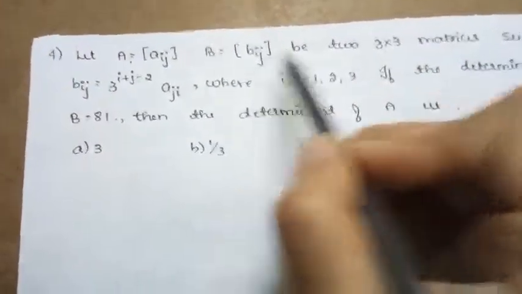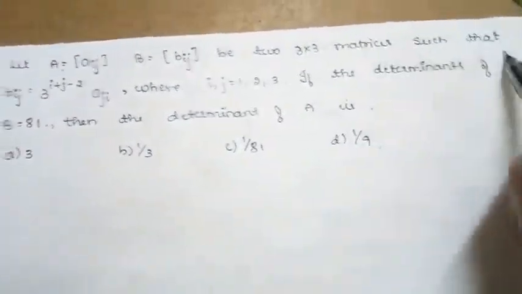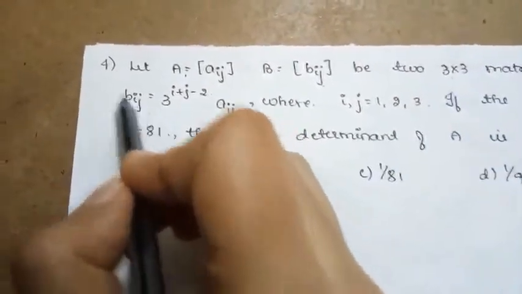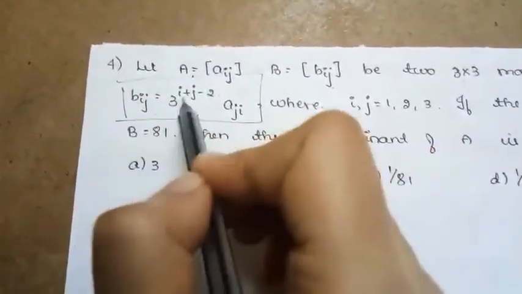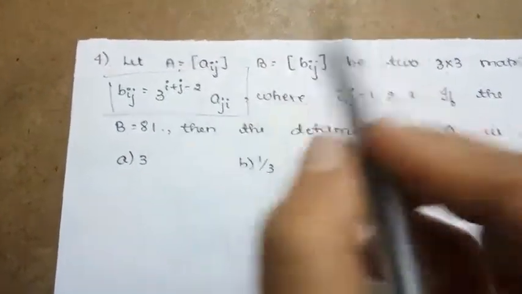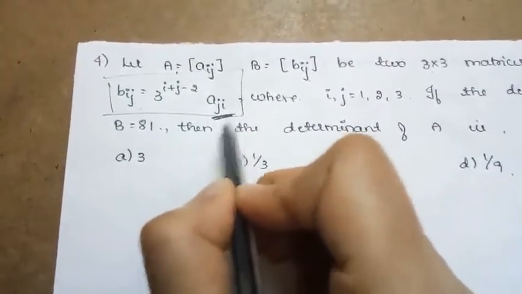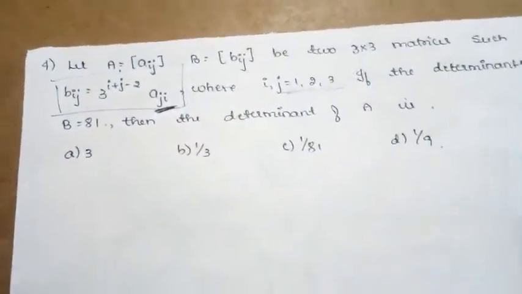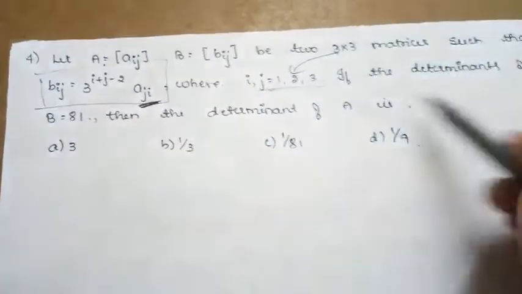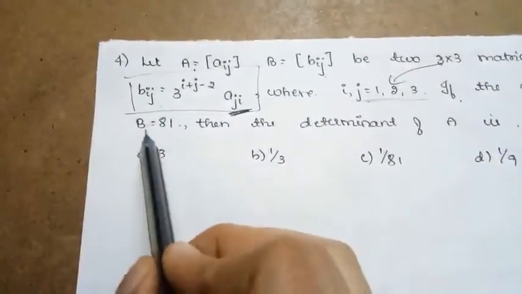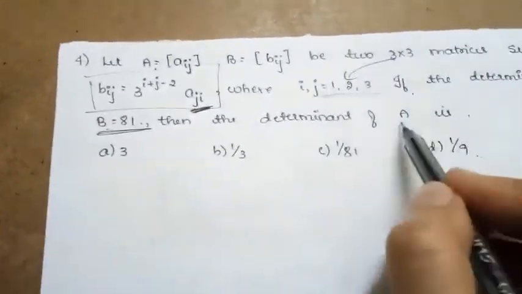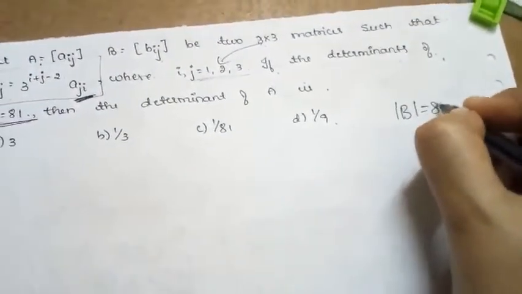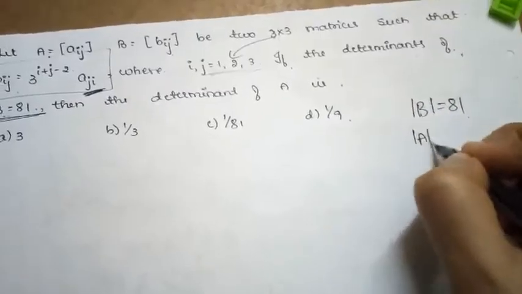and B = [Bij] be two 3 cross 3 matrices such that the elements of the matrix B are given in this format, that is Bij = 3^(i+j-2) Aji, where the values of i and j vary from 1 to 3, since it is a 3 cross 3 matrix. So if the determinant of B is equal to 81, then what is the determinant value of A? They have given the determinant value of B is 81 and we need to find the determinant value of A.